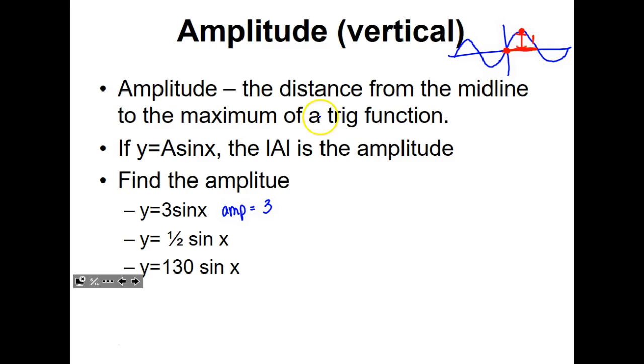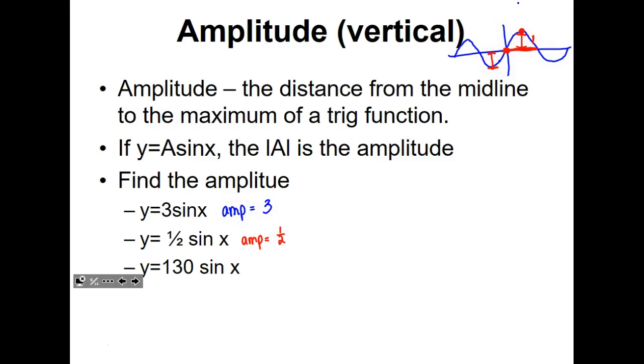So that means rather than having a maximum at 1, I would have a maximum at 3. It stretches that graph to make it taller. And I really could say that it's also the distance from the midline to the minimum point as well. Either one there. So for y equals 1/2 sine x, my amplitude would be 1/2.